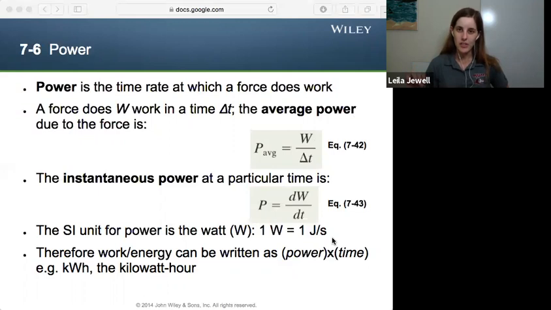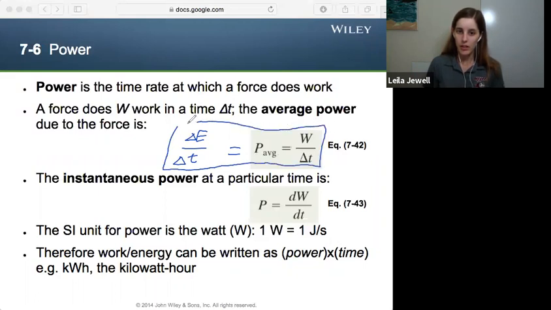And because of this, you can write work or energy, because remember, work is just the change in energy. We're going to see that more explicitly in chapter 8, that we'll calculate the power with just the change in energy over the time. So either of these are a good way of thinking about the power that is happening. So we can write our work or energy as power times time. If we solve for work here, we can multiply by time. We get that work is equal to power times time.